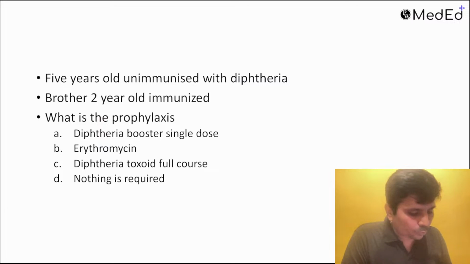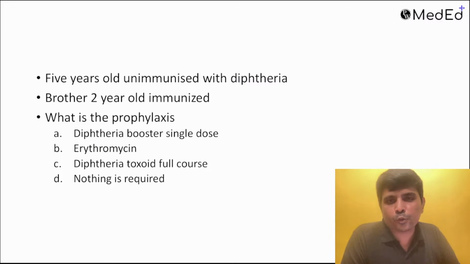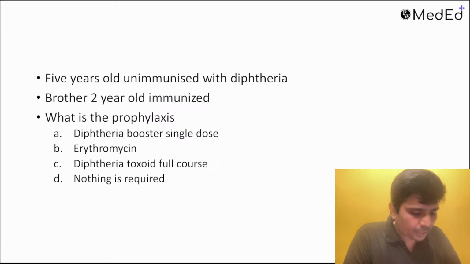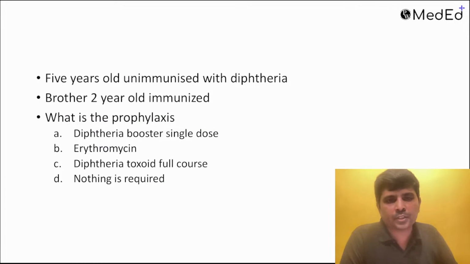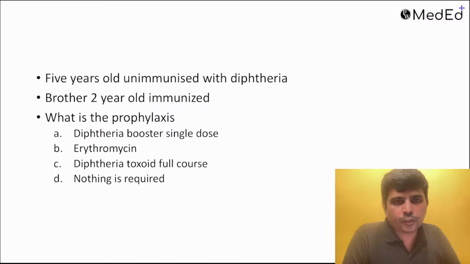I would like to know whether the stem of the question is correct or not. One child is brought with diphtheria, an unimmunized child. Second child, brother, 2-year-old, immunized. Brother is stable without any sign. So what is the answer for this? Erythromycin, diphtheria toxoid full dose. What is the answer?